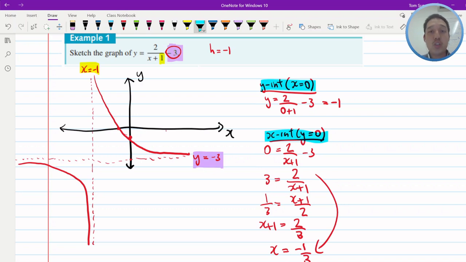Hopefully that gets you started in drawing some more, and I might do a few examples a little bit later for your viewing.